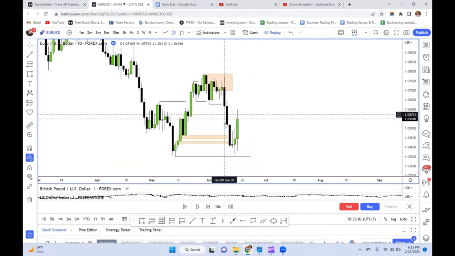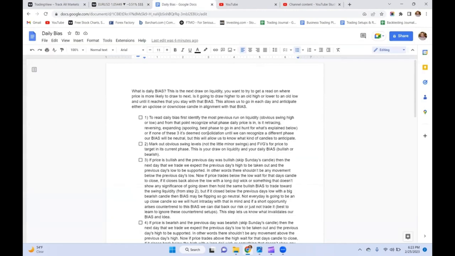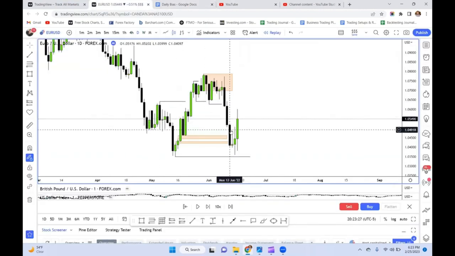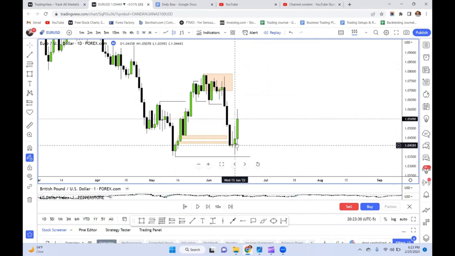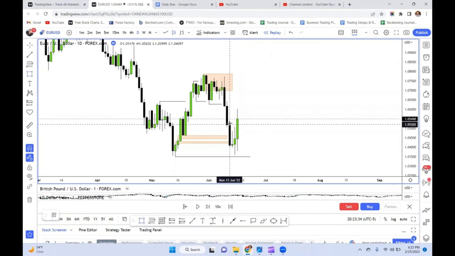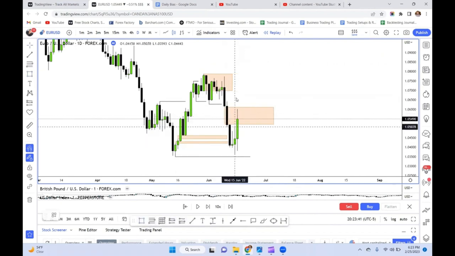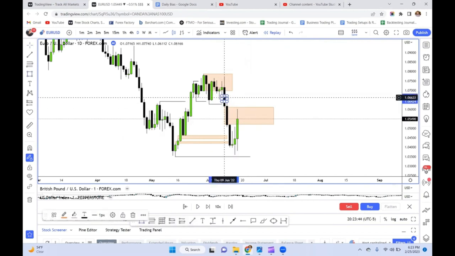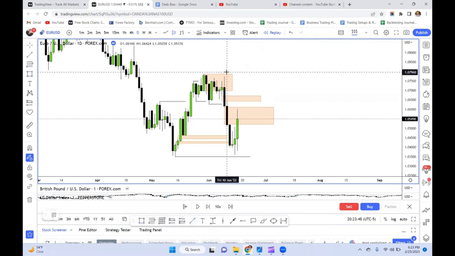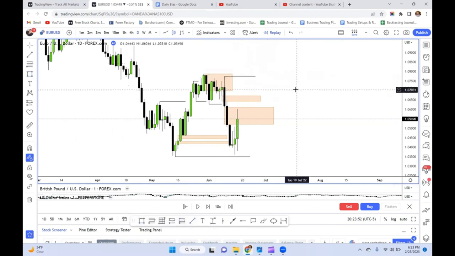And what kind of phase is this? This is a retracement phase, okay? A retracement phase right here, price will likely, you want to mark out obvious swing levels, not the little minor swings, and fair value gaps for price to target in its current phase. This is your draw on liquidity and your daily bias, bullish or bearish. So right here, as it's in a retracement phase, it's going up and it's targeting this internal liquidity within its range, which is the fair value gap. This fair value gap. And potentially it can continue up for reversal, and it could take out this liquidity here.